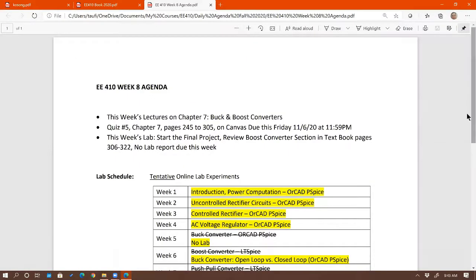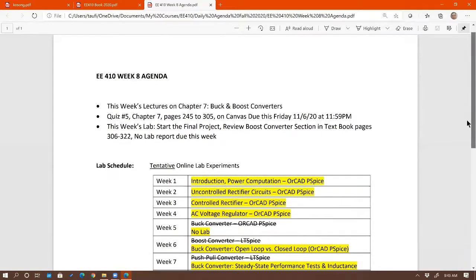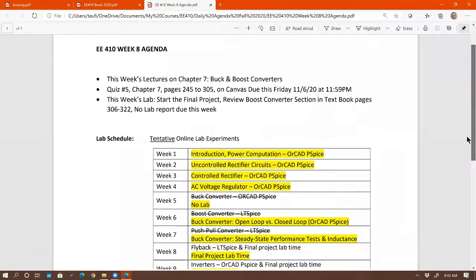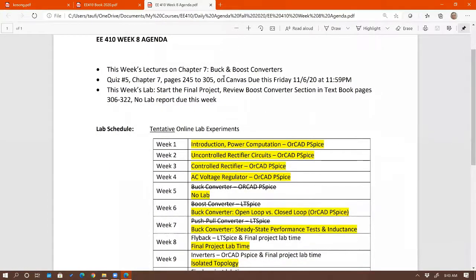First of all, the agenda for this week. We'll continue covering Chapter 7. Hopefully this week I can finish buck-boost. We'll see. And then quiz number 5 is going to be due this Friday, covering pages 245 to 305. I believe this is on the buck converter. I can double check on that one.